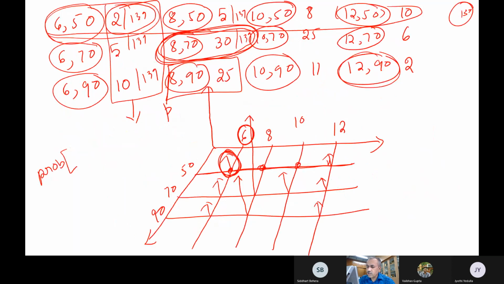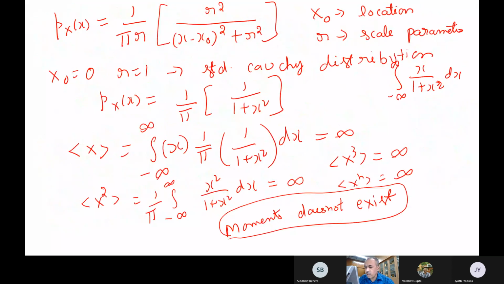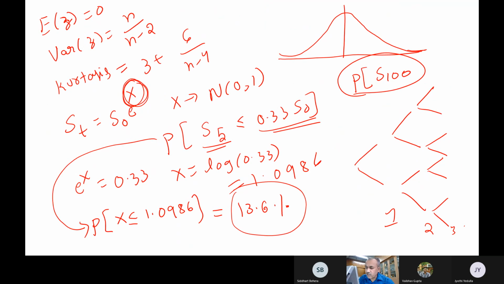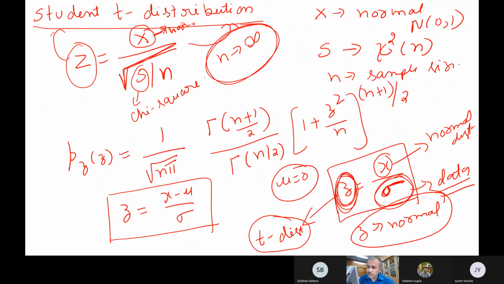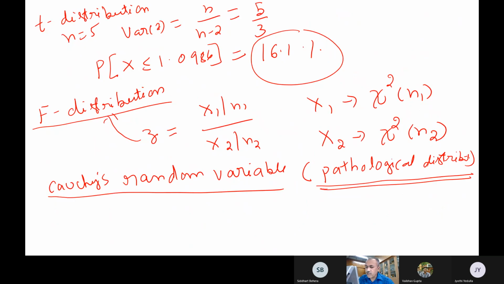So last class, if you remember, we have covered almost all the commonly encountered random variables. Like you see, normal we have seen. If x is normal, then if you take y equal to e to the power of x, you get log normal. If you square, you will get chi square. Then the ratio, like this type of thing, you will get the student t distribution. Then the F distribution, Cauchy's random variable.